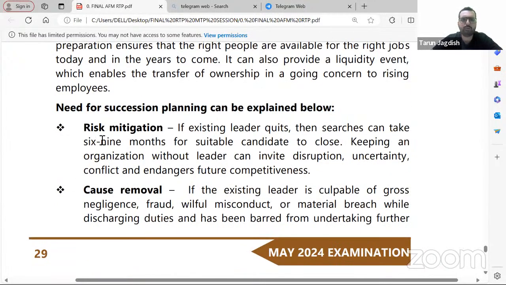First, they have told risk mitigation. If CEO 1 leaves, suddenly the company will face a lot of pressure. In order to overcome that, if CEO 2 is already ready, the moment CEO 1 leaves, when it would otherwise take 6 to 9 months, you will actually have a very smooth transition.